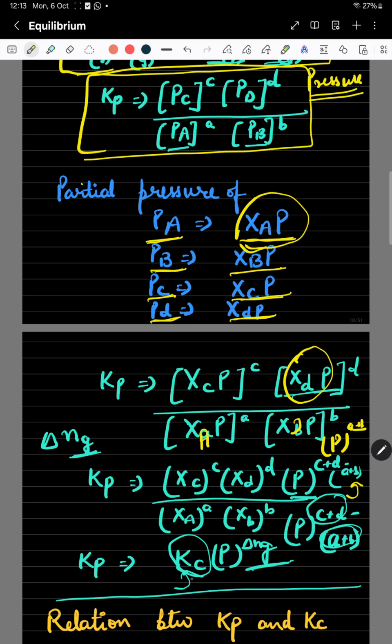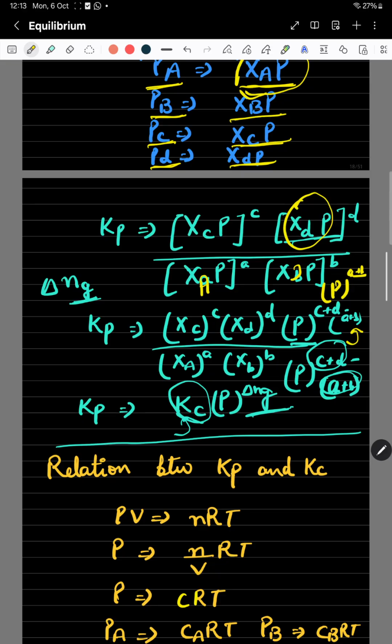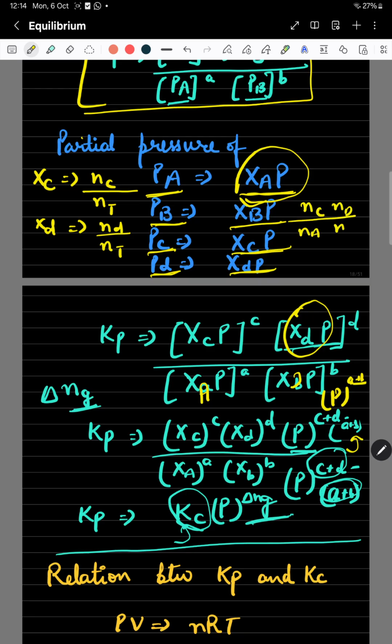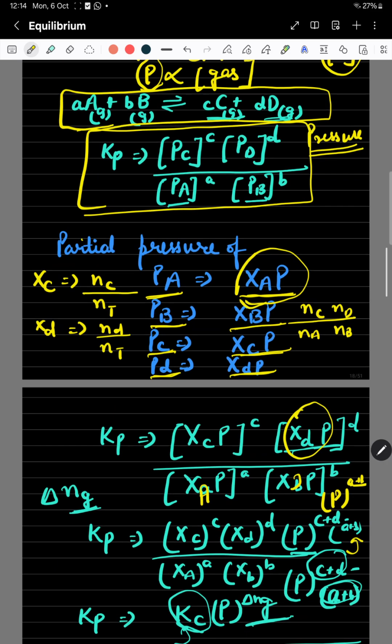Now here the mole fractions you can express in terms of Kc as well. We would understand this thing. How are we expressing? Once you need to write the mole fraction for this C reactant, what you will write? Moles of C upon total moles. Here mole fraction of D would become moles of D upon total moles. So here we can easily understand. Now moles of C, moles of D. Here you have moles of A, moles of B. Like this way you are expressing.